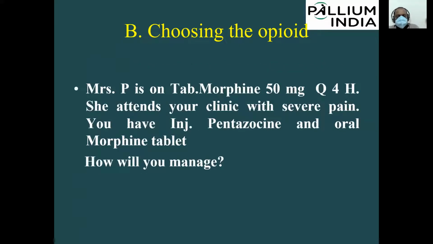This is another patient. Mr. P is on tab morphine 50 milligram 4 hourly. She attends your clinic with severe pain. You have injection pentazocine and oral morphine tablet. How will you manage? Anybody?